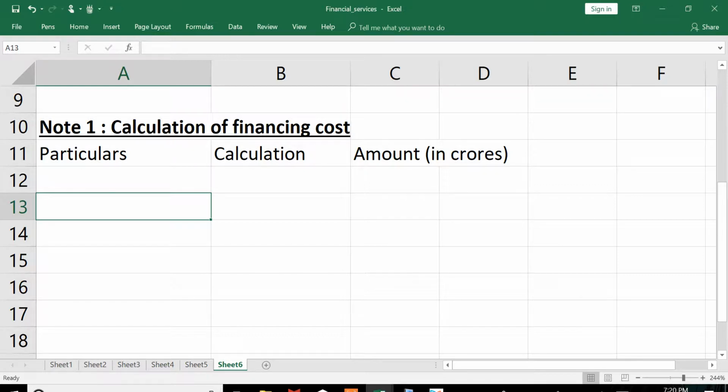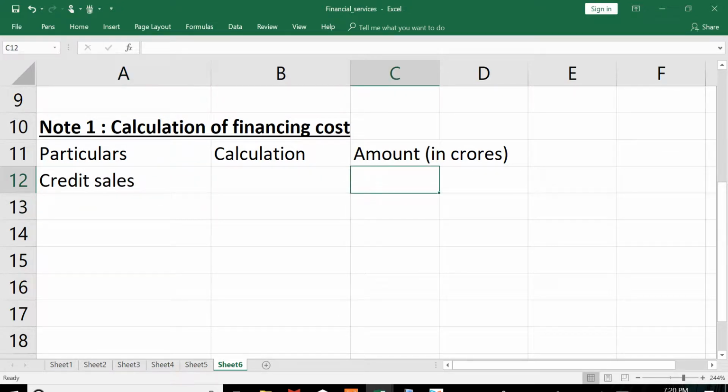Okay, we'll start with credit sales. What's the sales? 1000 crores. There is going to be a little bit of an issue in the solution. I'm just trying to follow whatever the institute is giving, and I'll tell you the final issue in the solution when I come to the last part. Credit sales 1000.